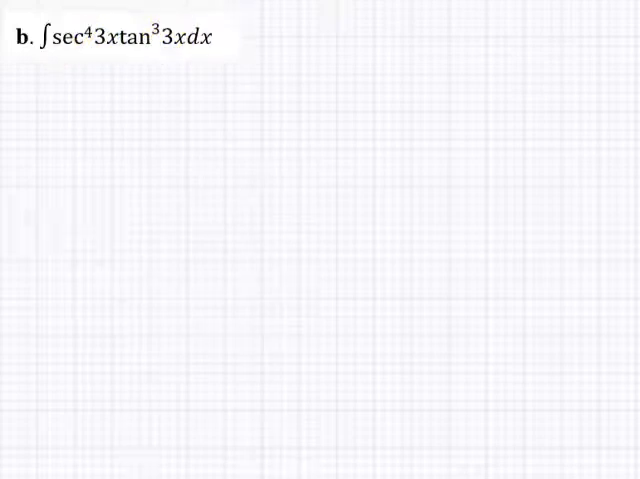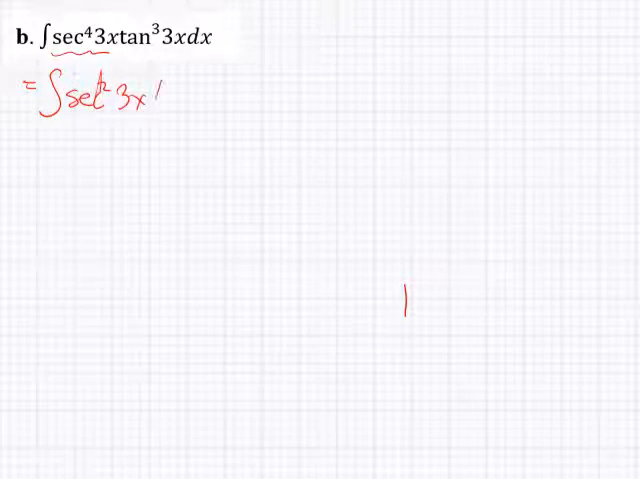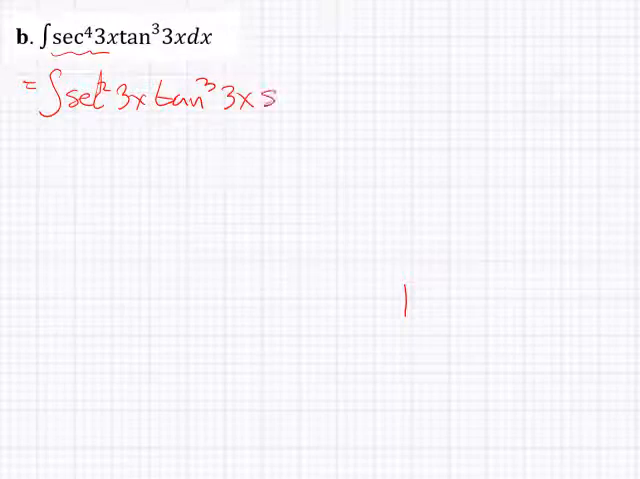All right, so I'm going to focus on the fact that secant is to an even positive power. So what we do with those is we have to pull out a secant squared for our du. So I have secant squared 3x, tan cubed 3x, and secant squared 3x dx.